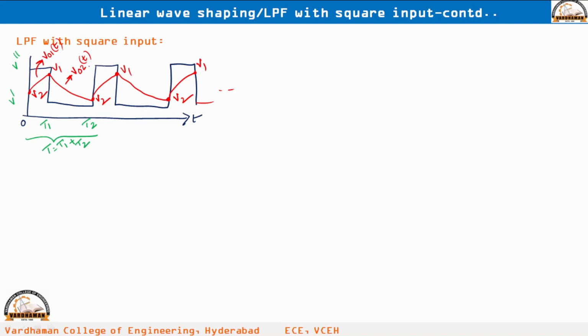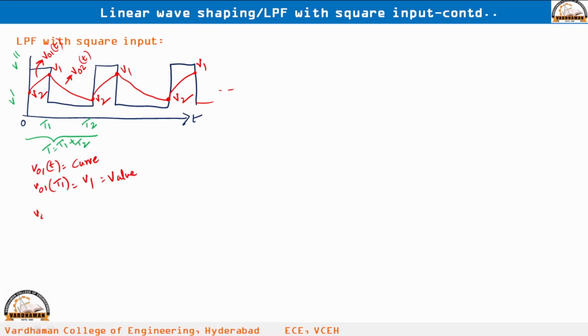V01 of t is the entire curve, that is representing the entire curve equation. So that is the variable, because that is changing with respect to t. But V1 is the value of V01 of t at t is equal to capital T1. So V01 of t is the curve, V01 of T1 is V1 value. You need to understand this one carefully.